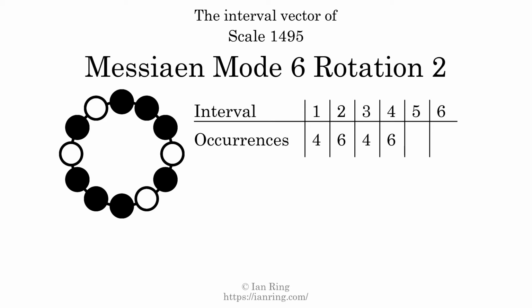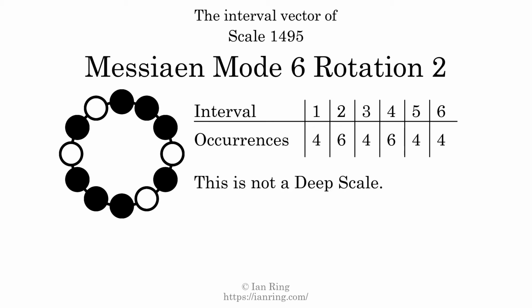There are 6 intervals with a size of 4 semitones. They are here, here, here, here, here, and here. There are 4 intervals with a size of 5 semitones. They are here, here, here, and here. There are 4 intervals with a size of 6 semitones. They are here, here, here, and here.